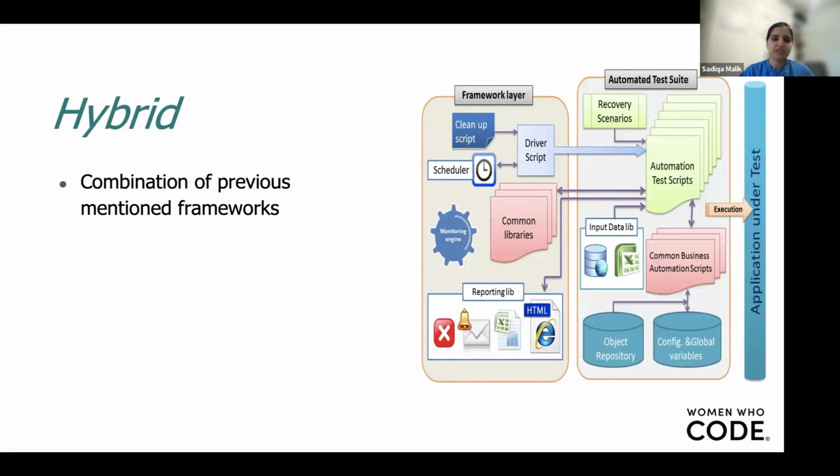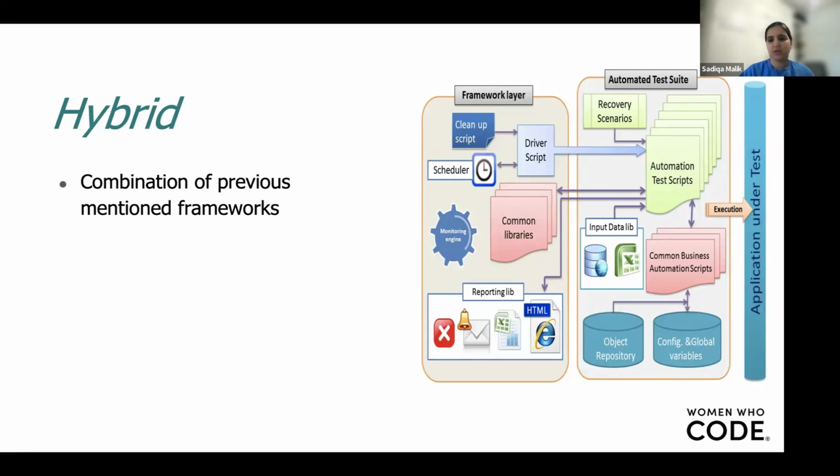So hybrid framework is nothing but a combination of any of those previous mentioned framework, right? You could have keyword driven framework with the data in an external file. So that becomes a hybrid framework. Or you could have a modular framework where you have your test data in a separate file and then your object description or object repository in a different file.